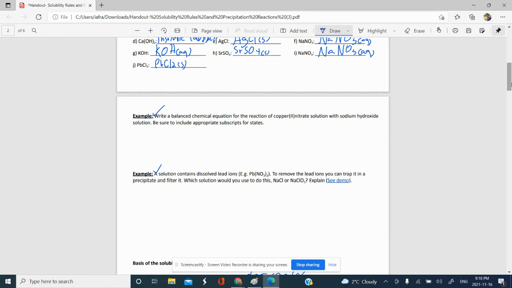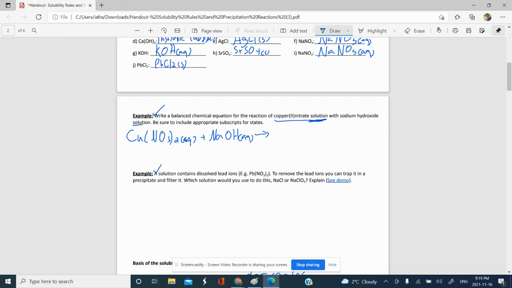So here we have a question where you write a balanced chemical equation for the reaction of copper-2 nitrate solution, that's important, with sodium hydroxide solution. Be sure to include appropriate subscripts for states. So we're going to start with our copper-2 nitrate. That's the crisscross between copper-2 plus and nitrate. So make sure you review how to write formulas for compounds. And it's aqueous because it's a solution. And it's going to react with sodium hydroxide, the crisscross between the sodium ion and hydroxide. And it's aqueous because it's a solution.